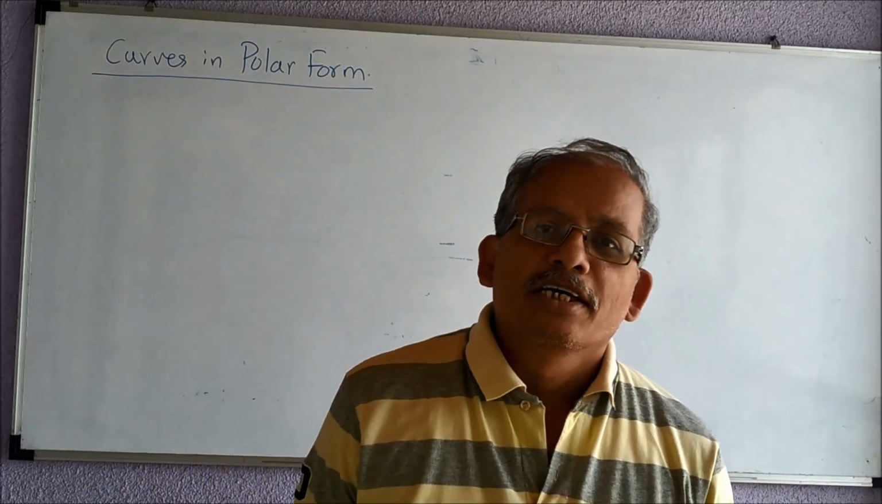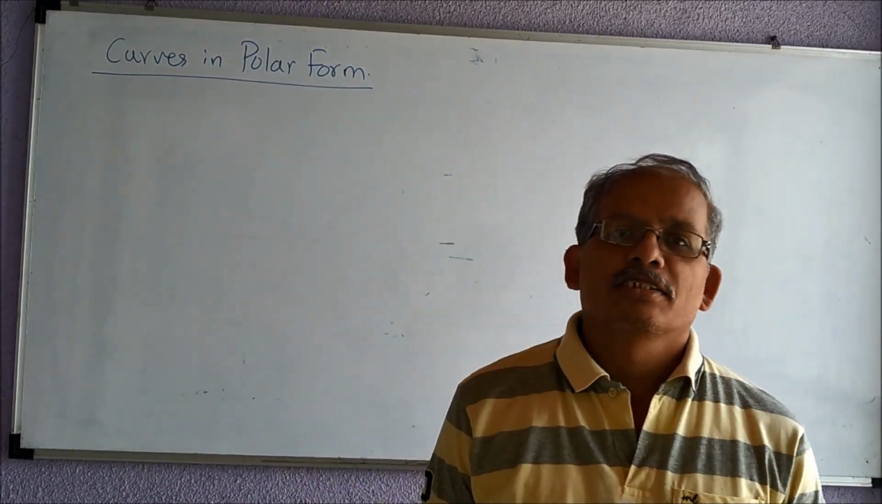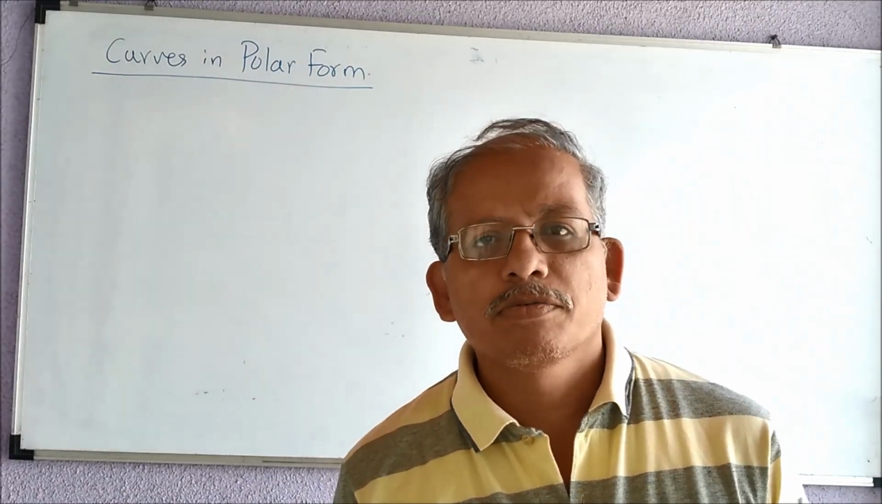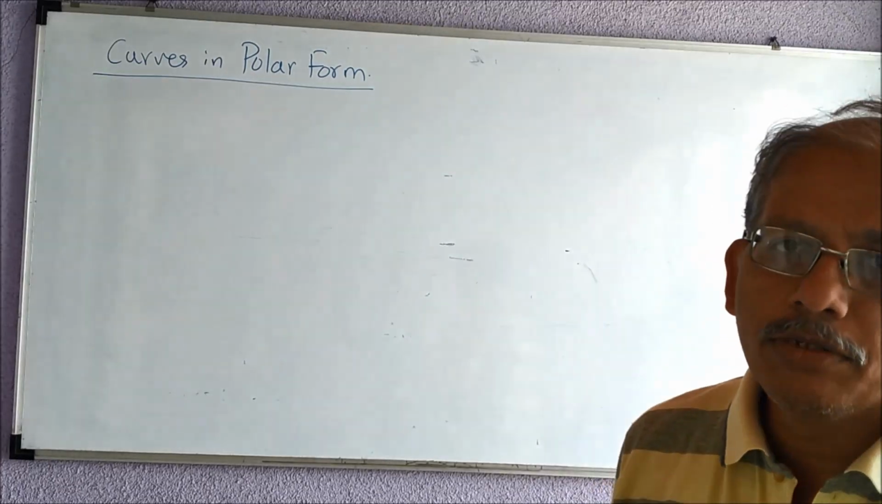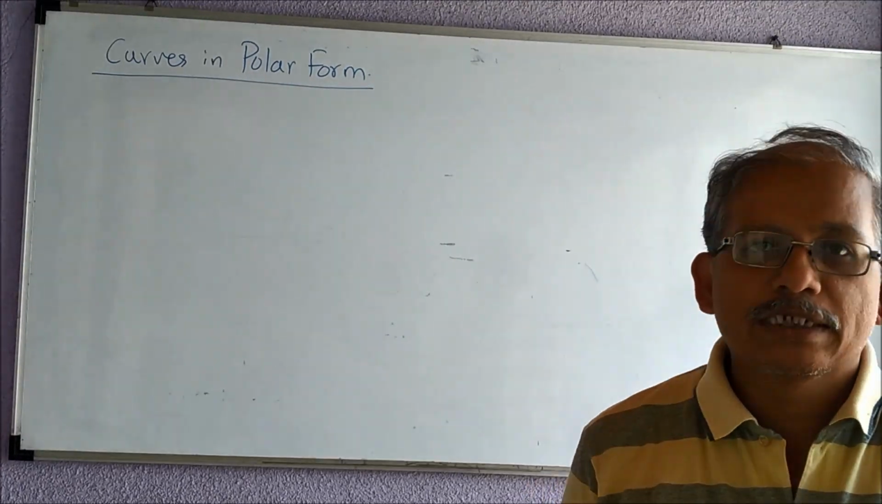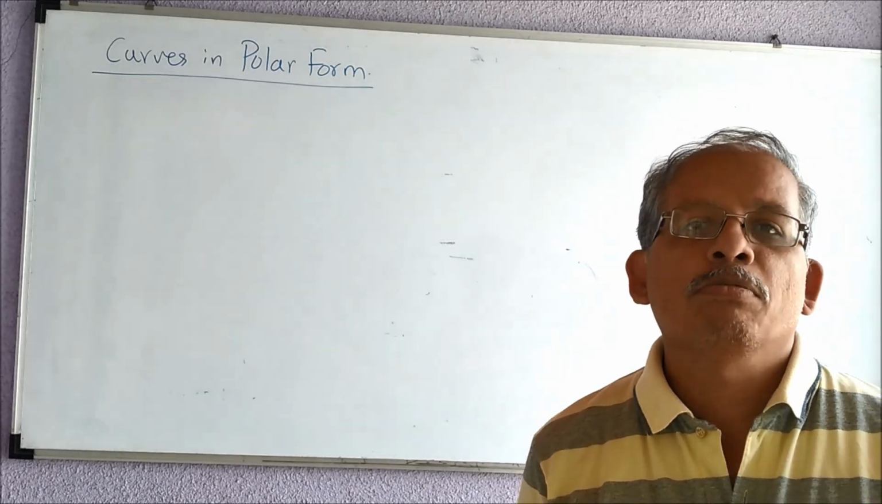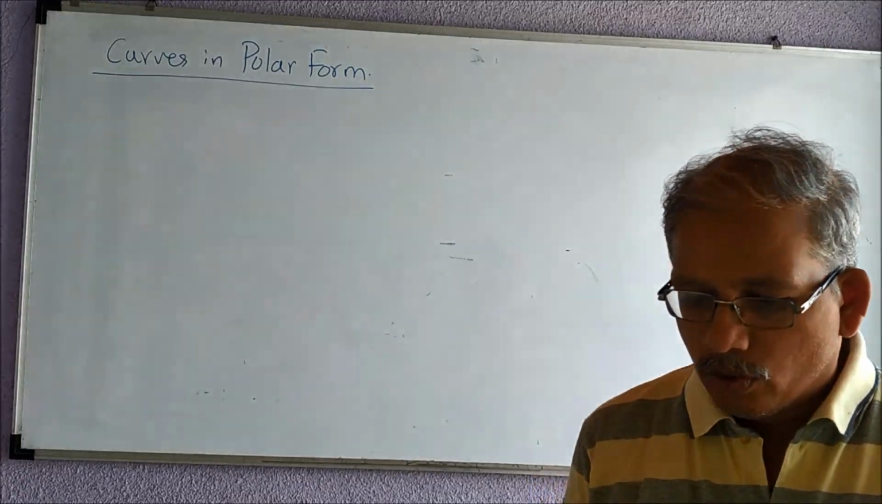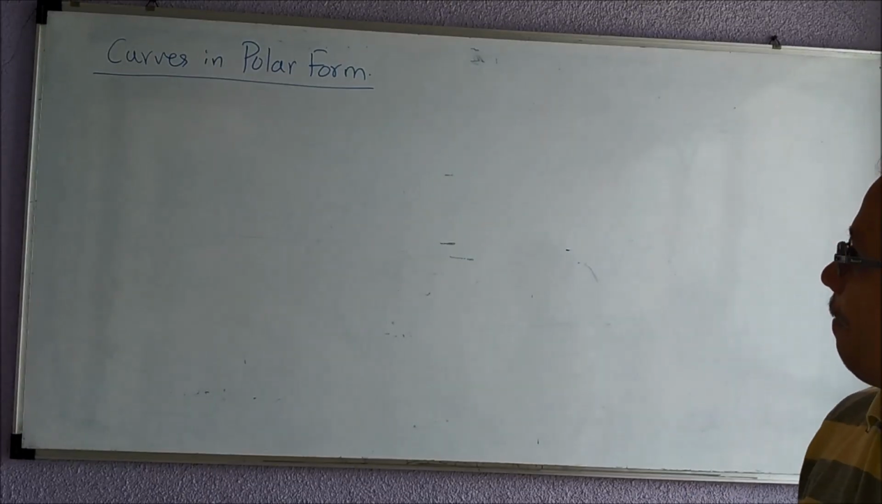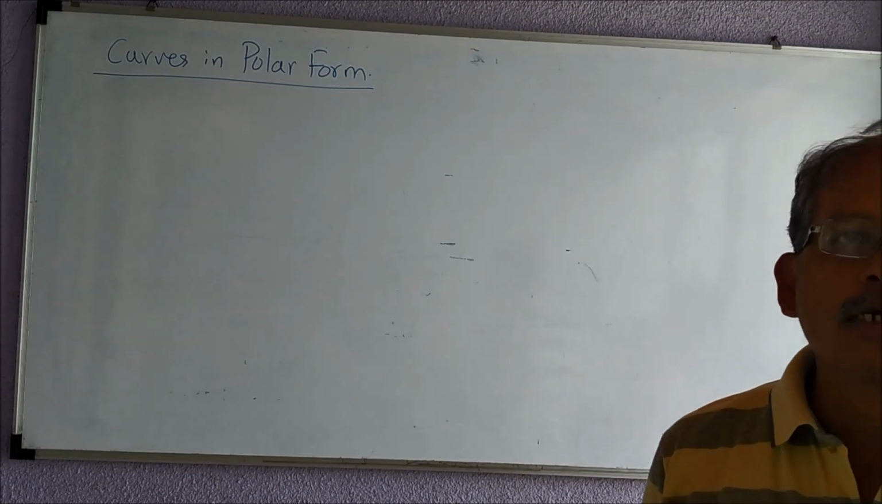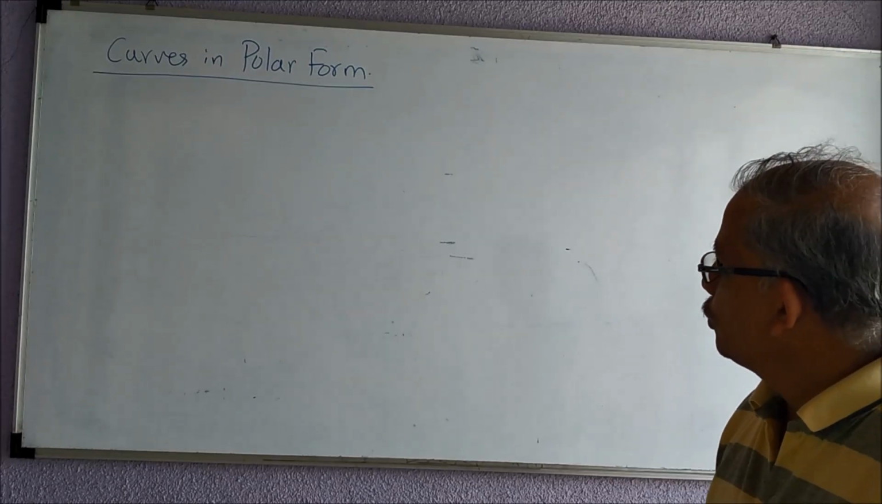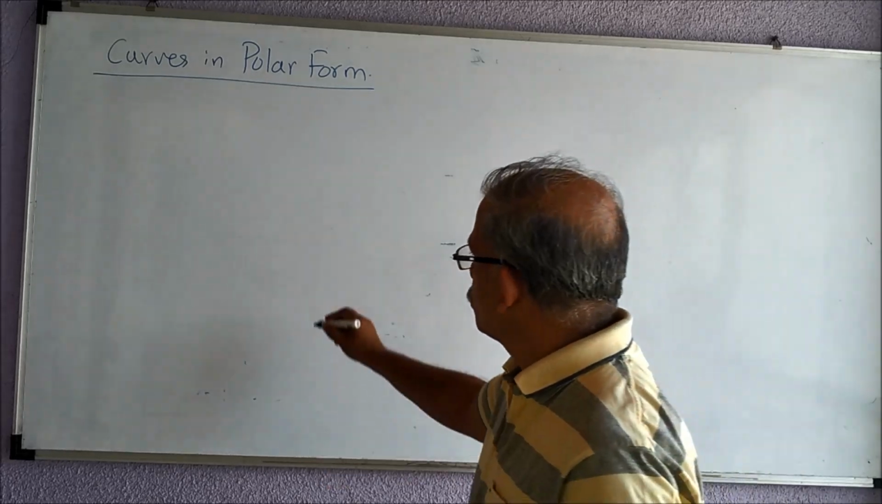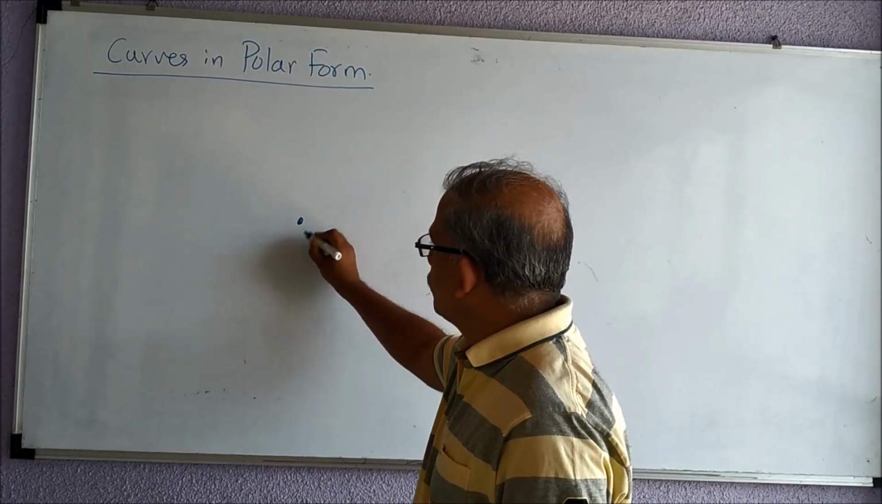Hello friends, today we will see the curve tracing when the equation of the curve is given in polar form. So before we start, we should understand what we mean by a polar form equation. In polar form, the plane is represented initially by a pole. So a point is called a pole.